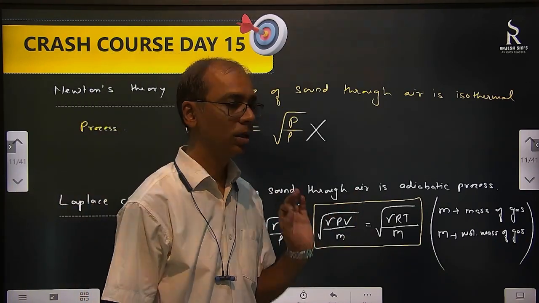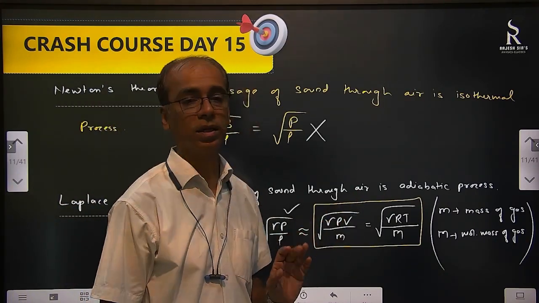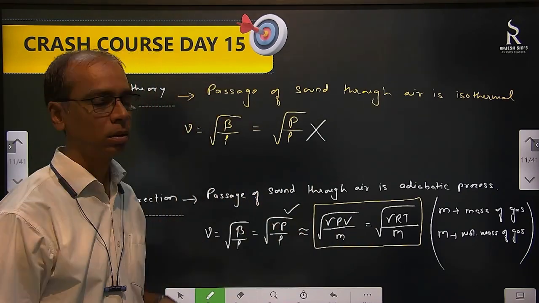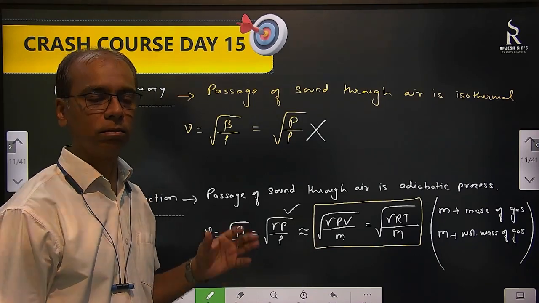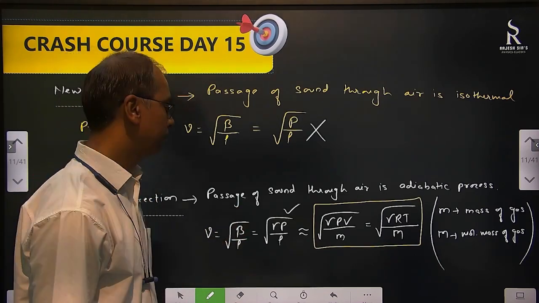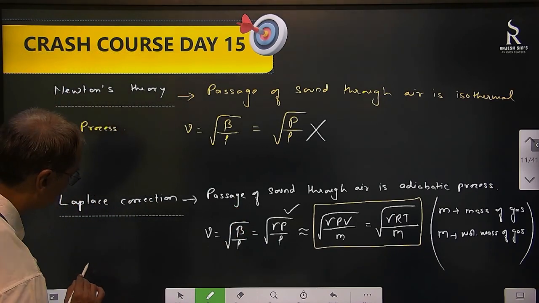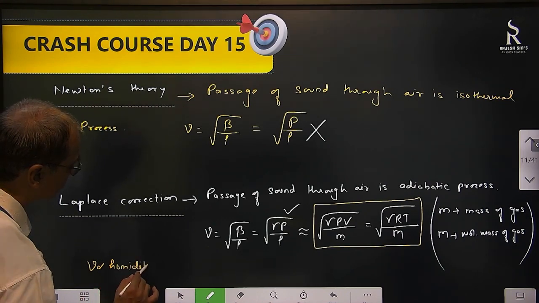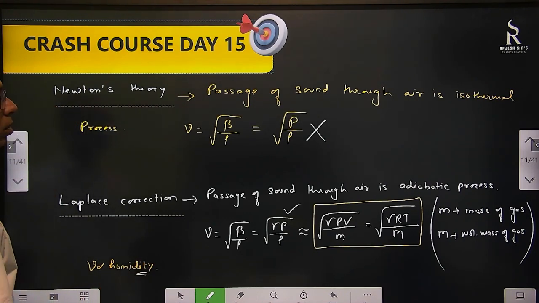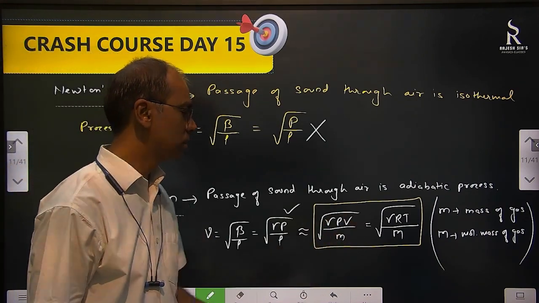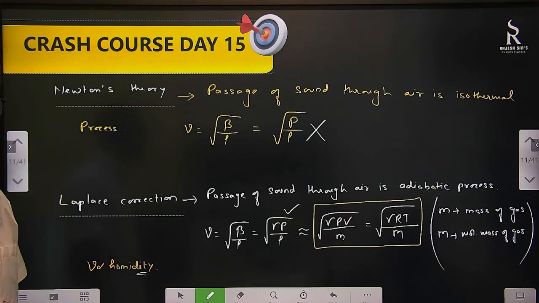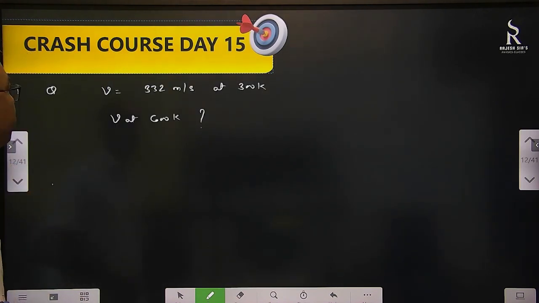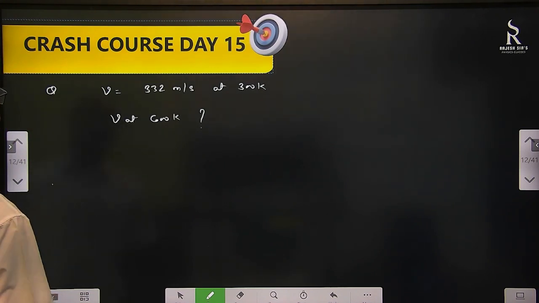It depends on temperature, and then it depends on type of gas, and then it depends on humidity in the atmosphere. Okay, the more the humidity, the more is the speed. The speed is directly proportional to humidity. Remember that. Speed is proportional to root of temperature, speed is proportional to root of gamma, speed is proportional to humidity. More the humidity, more is the speed. Right? Okay, fine. Let's go to this question then.